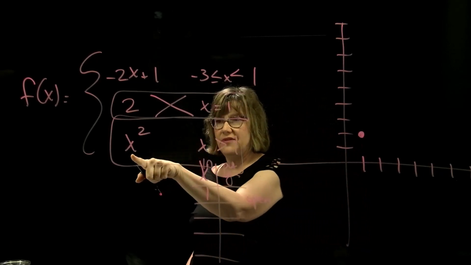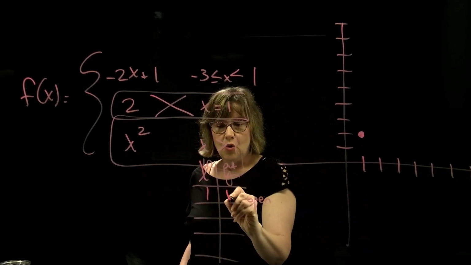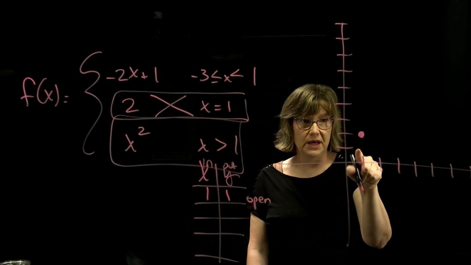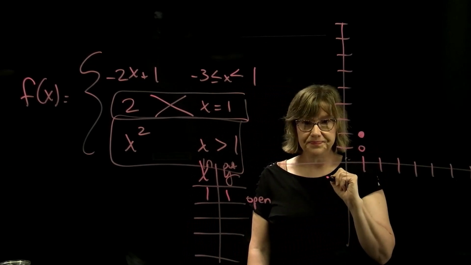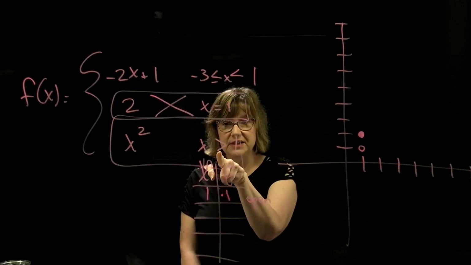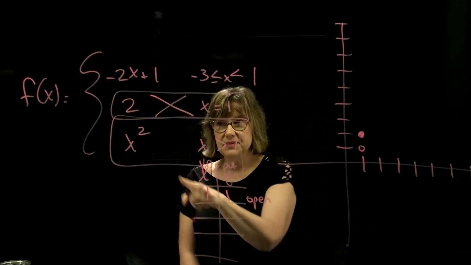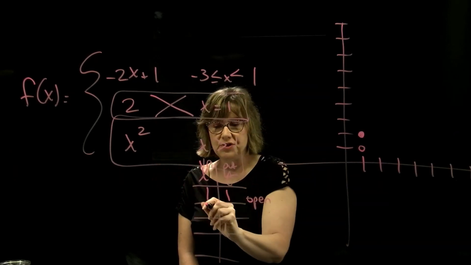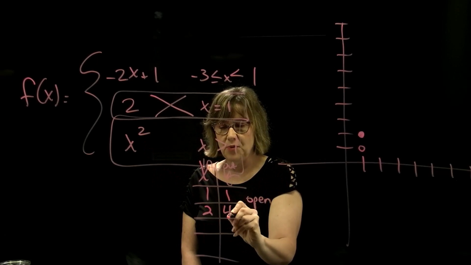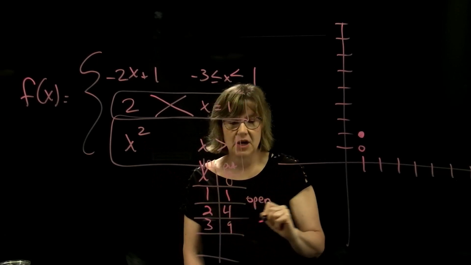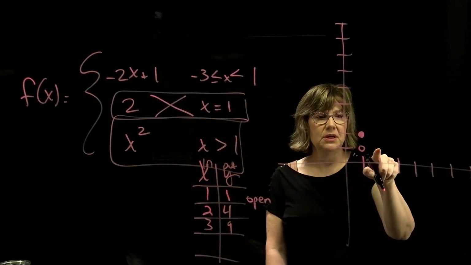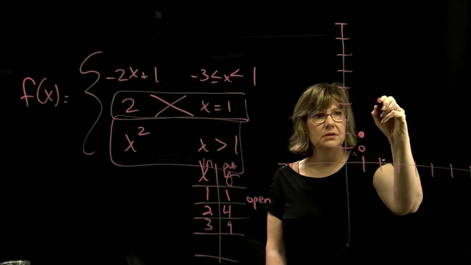All right, so if I put 1 in, 1 squared is 1. So at 1, 1, I'm going to put an open dot. All right, now, greater than is great. Now, I could put in decimals, but I know those points are going to work. So I'm just going to jump to 2. 2 squared is 4. 3 squared is 9. All right, so at 2, 1, 2, 3, 4.